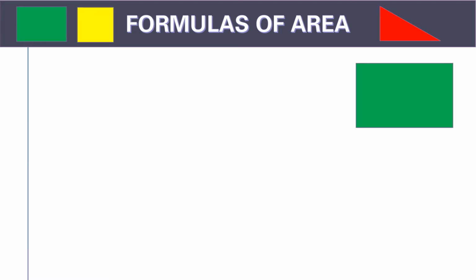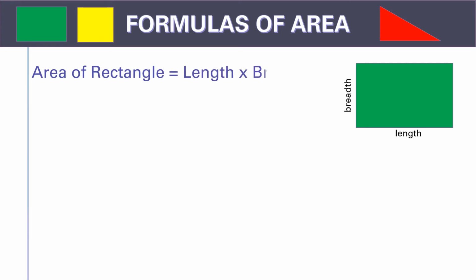Let's begin with rectangle. To find the area of a rectangle, we have to multiply two sides, that is length and breadth. So the formula looks like this. Area of rectangle is equal to length multiplied by breadth. It is also written using just the first letter of each word. That is, area of rectangle is equal to L multiplied by B.